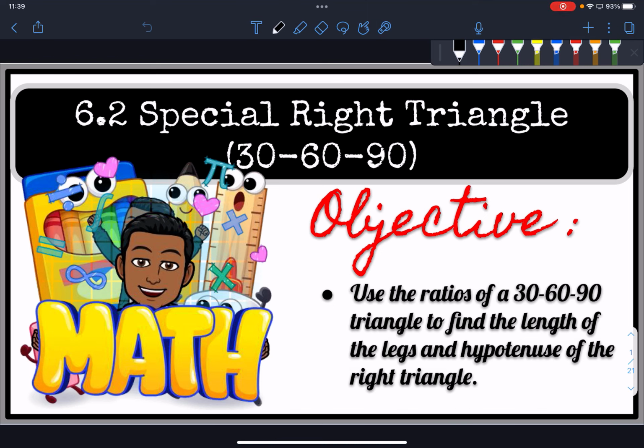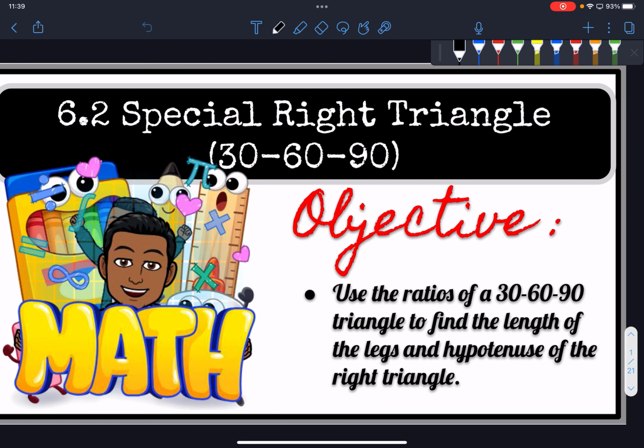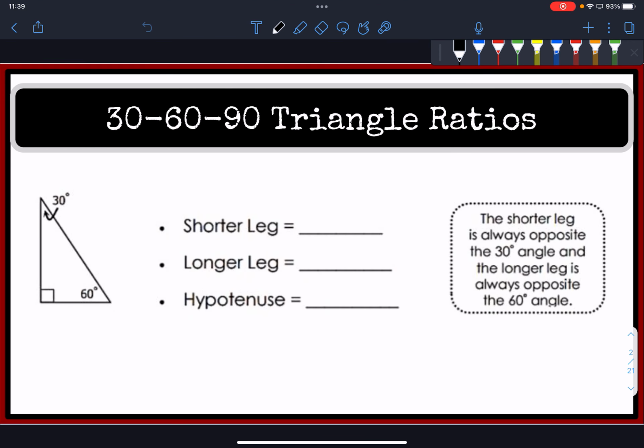Hello, in lesson 6.2 special right triangles, you will learn to use the ratios of a 30, 60, 90 right triangle to find the lengths of the legs and the hypotenuse on this right triangle. So let's look at an example. And first let's look at the ratio between the three things.